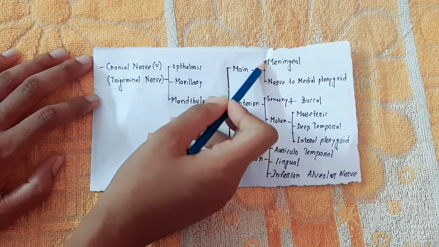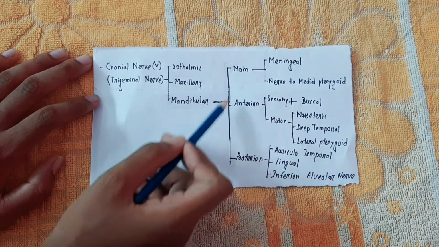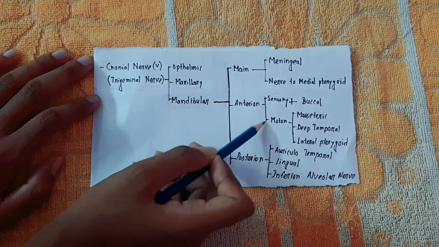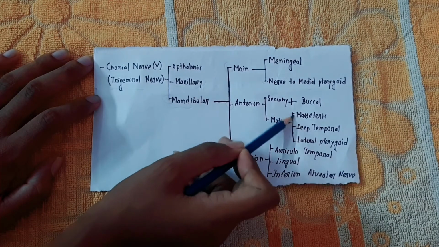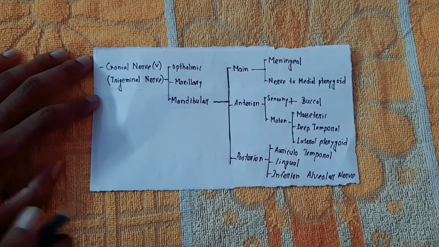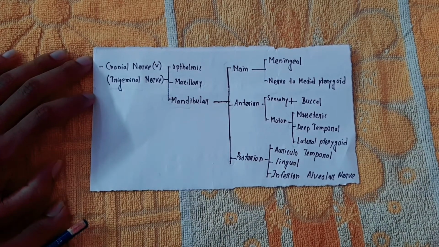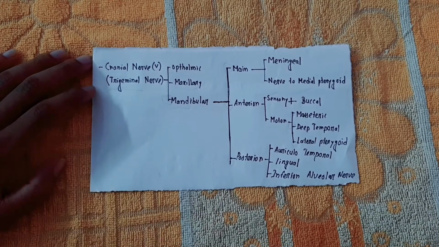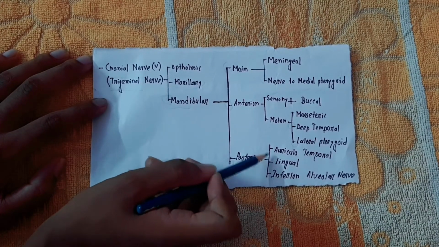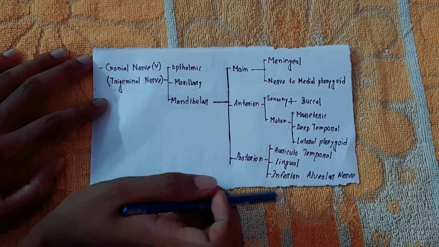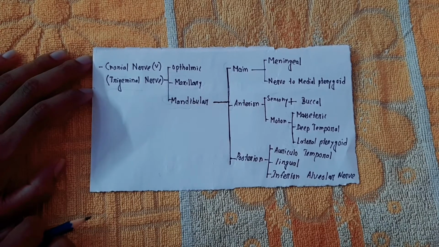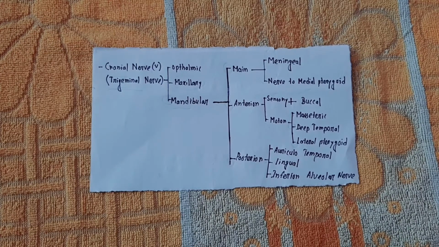The main trunk divides into the meningeal branch and the nerve to medial pterygoid. The anterior trunk divides into sensory and motor. The sensory is buccal, and the motor supplies the masseteric nerve to the masseter muscle, the deep temporal muscle and the lateral pterygoid muscle. So these are the nerve supplies to the muscles. And then the posterior trunk, you can see there are three divisions: auriculotemporal, lingual and inferior alveolar. Today we will just see the diagrammatic pictures of this nerve supply of the mandibular division of the trigeminal nerve.